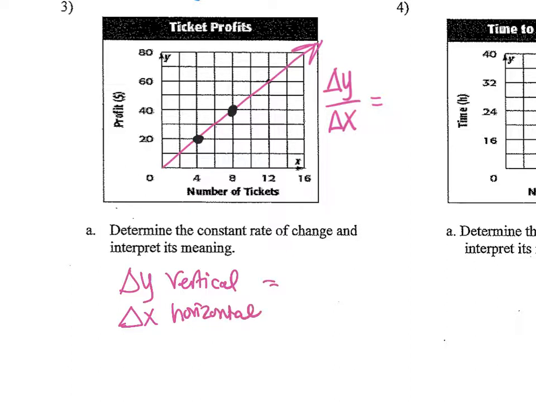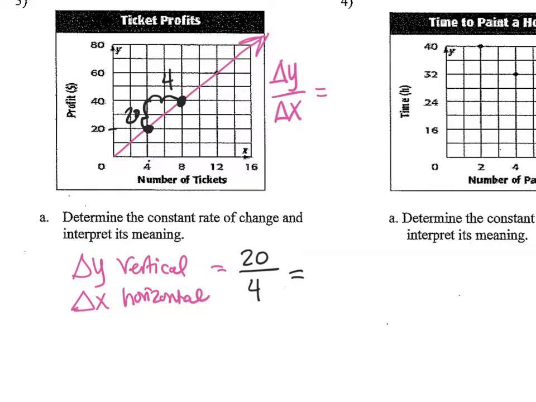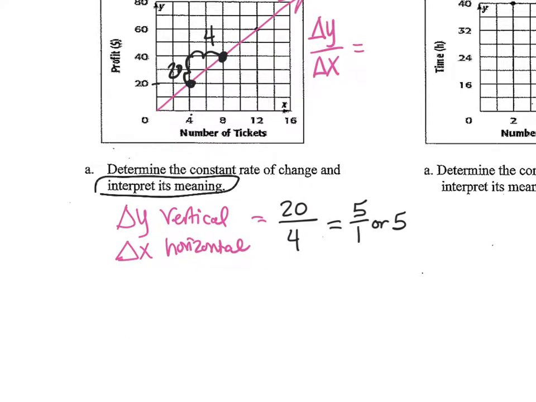So my change in y, from one point to the next point, I went from 20 to 40. So my change in y is 20, my vertical change is 20. And then from point to point, I went from 4 to 8. So that's 4. So my horizontal change, my change in x, is 4. And when I reduce that down, 20 divided by 4, I get 5, or 5 over 1. Same thing. And interpret its meaning.